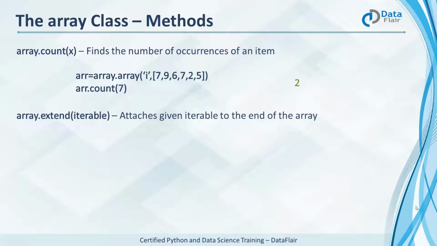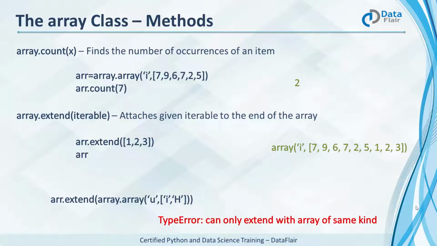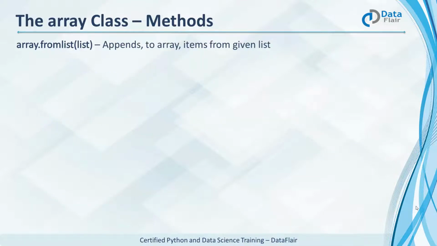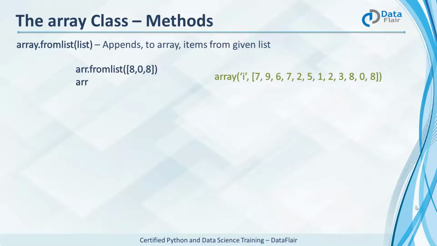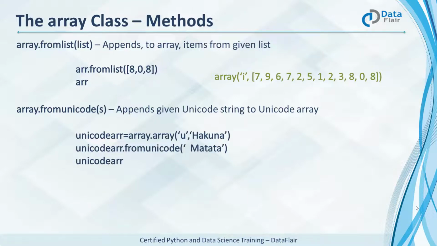If you need to append not a single item, but a sequence of items, you can extend the array. Extending the array with the list 1, 2, 3 gives us this. But if we extend it with a Unicode array, we get a type error. Or to append items from a given list, you can use fromlist. Similarly, the fromunicode method appends a Unicode string to a Unicode array. If we take the string Hakuna and append the Unicode string Matata to it, we get the array with the value Hakuna Matata.